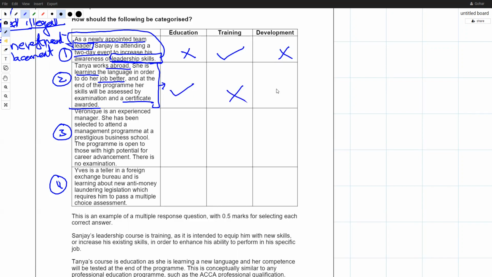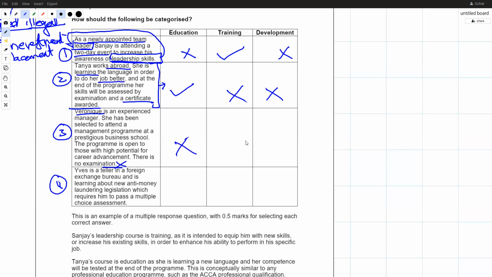And obviously, if it is education, it is not development. There is an examination at the end, and in development, there is never an exam at the end. If we look at the next one, the third scenario, Veronique is an experienced manager. She has been selected to attend a management program at a prestigious business school. The program is open to those with high potential for career advancement, and there is no examination. When there is no examination, it cannot be education. So this is not the correct option.